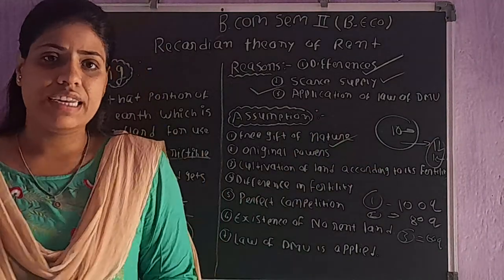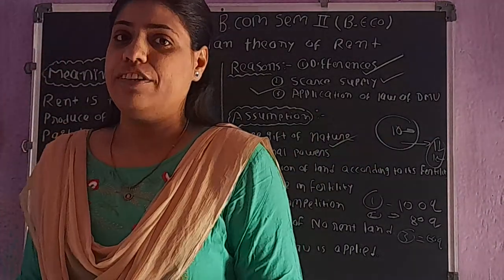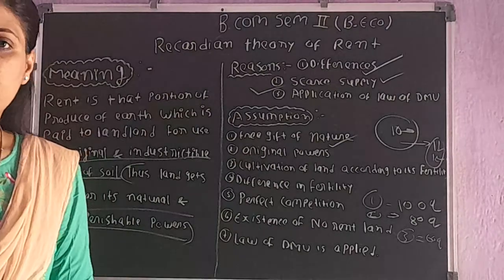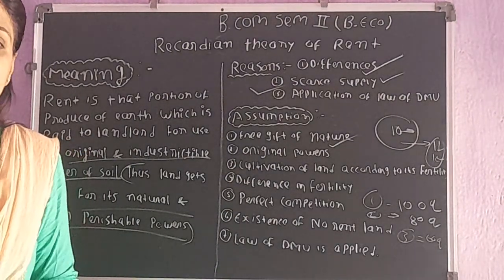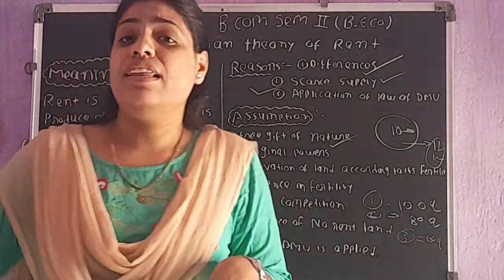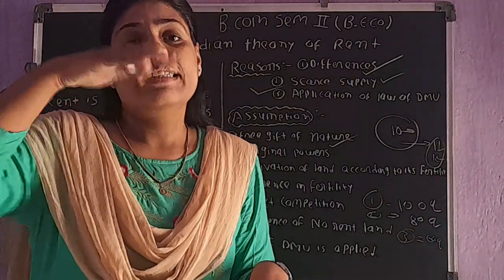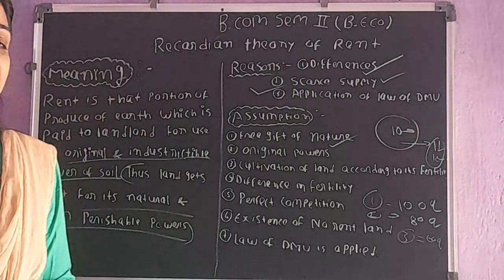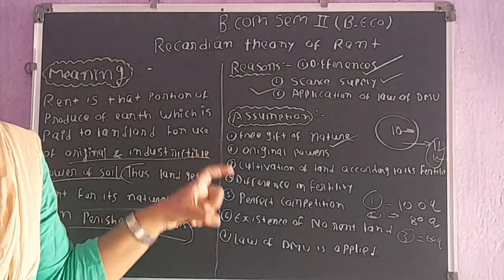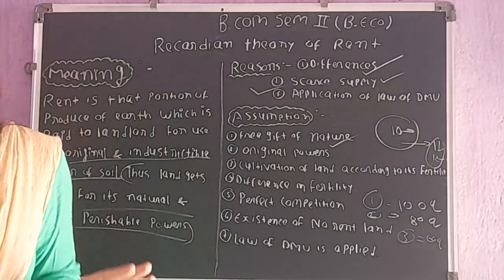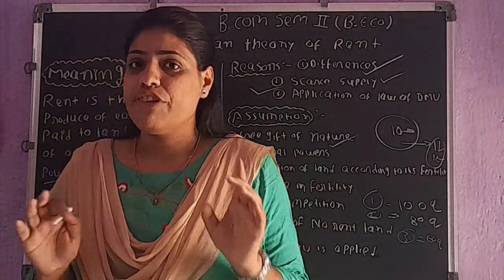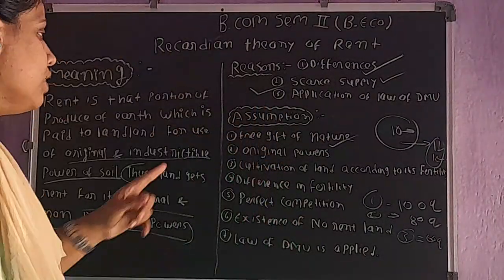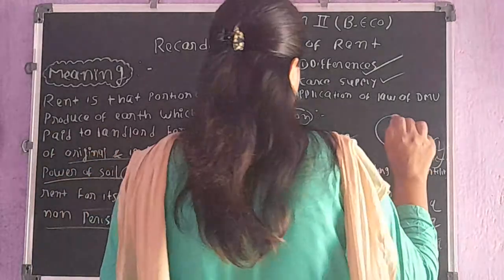It is given by nature. It is not a man-made factor. Like capital, it is a man-made factor. It is given to somebody and interest is paid. In the same way, land is owned by someone, then the owner provides you that land, then you give rent to the owner of land. But nature is giving the land and nobody is paying anything to nature in return. That is why we say that land is a free gift of nature. Okay. The second assumption over here is original powers.